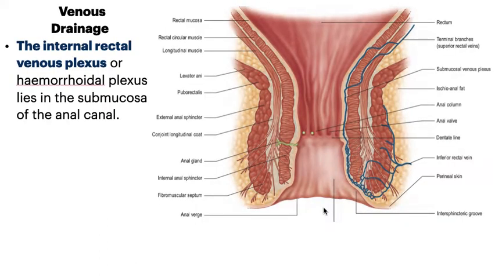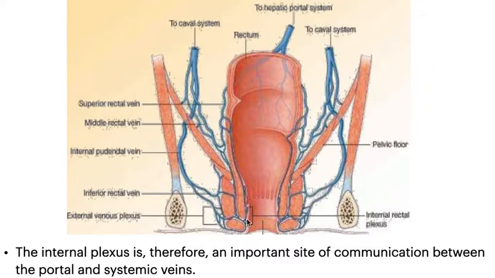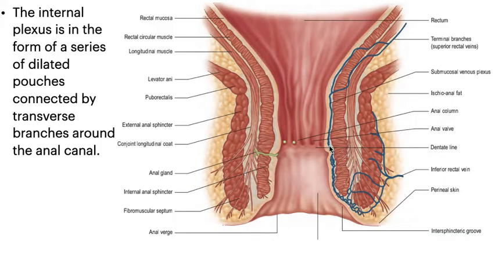Very important, venous drainage. It is in the form of two plexuses. The first one is the internal rectal venous plexus or the hemorrhoidal plexus lying in the submucosa of the anal canal, draining basically into the superior rectal vein. The superior rectal vein communicates freely with the external plexus, with the middle and the inferior rectal veins. The internal plexus is therefore an important site of communication between the portal system and the caval or the systemic veins. The internal plexus forms a series of dilated pouches connected by transverse branches all around the anal canal.